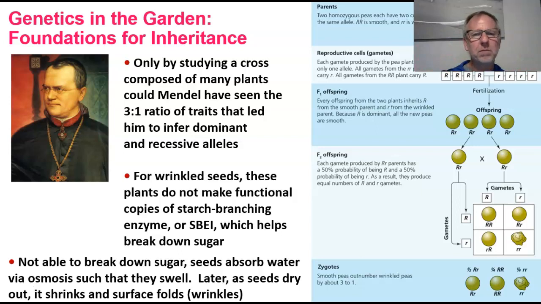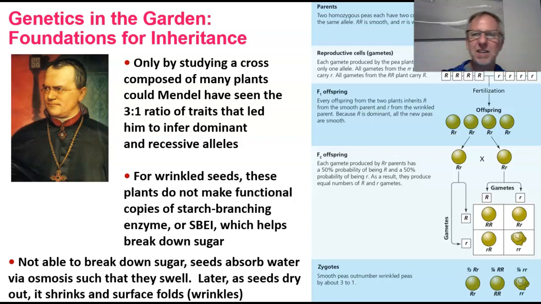It was only through studying crosses made up of many different plants that he could see the 3-to-1 ratios of traits that eventually led him to conclude that there were dominant alleles and recessive alleles, that genes occur in pairs, and an organism can inherit two of the same alleles. They can be homozygous, or they can inherit two different alleles and be heterozygous. And these alleles can be dominant or recessive, and that can control the expression of the alleles. Okay, so that's a summary of some of the things that Mendel discovered.